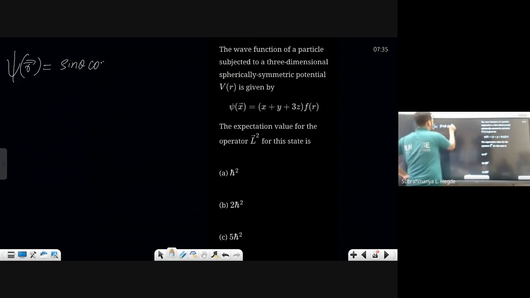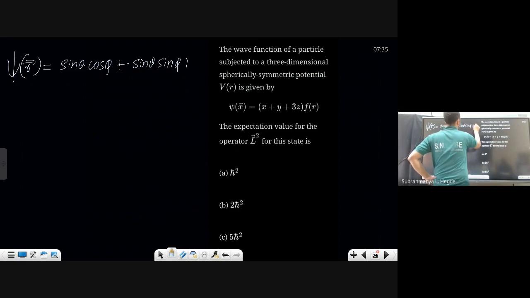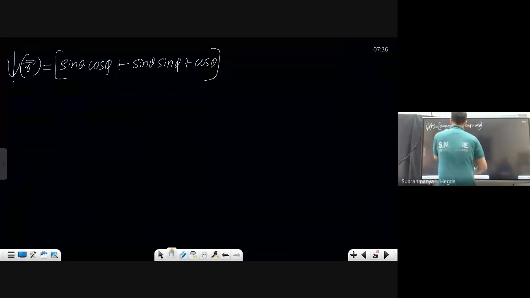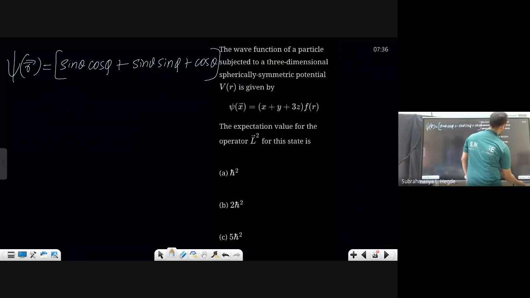So let us start like this. Psi of R is equal to, with x equal to R sine theta cos phi, plus sine theta sine phi, plus cos theta, the whole thing multiplied, R is common, R into what he has written, f of R. Am I right?